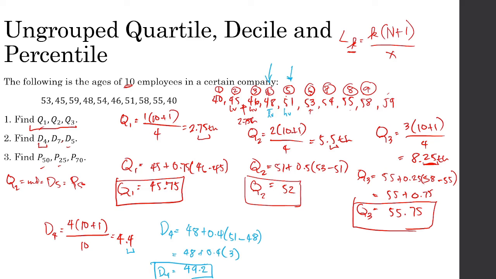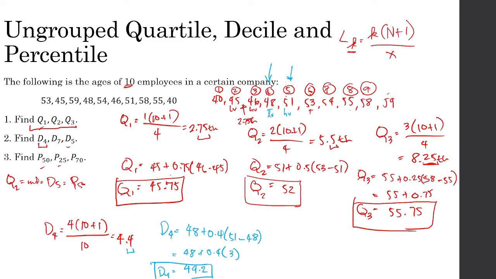It is the same for the higher. For the higher, you would just say that the upper 50% of ages of the 10 employees has an age of at least 52 years old. So, that is how we can use it. Okay? So, the same goes for the other percentiles.